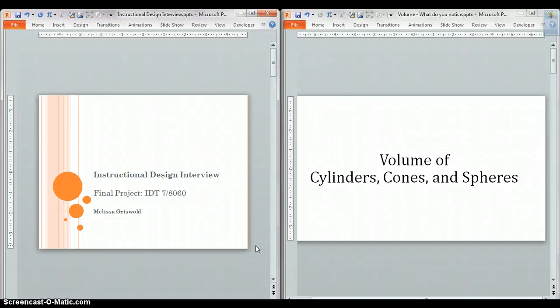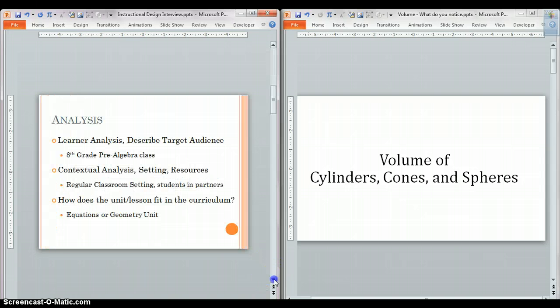I'm doing the final project for IDT 7060. I chose to do my lesson over finding the volume of cylinders, cones, and spheres. This would be done in an 8th grade pre-algebra class. I would do it within the regular classroom setting.